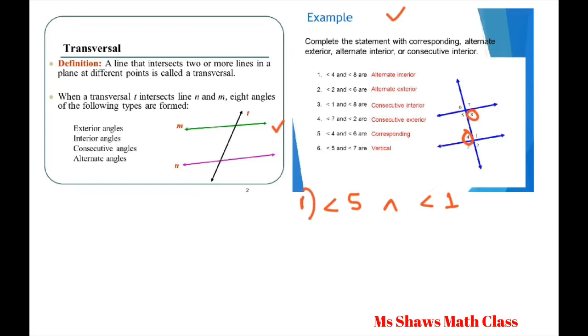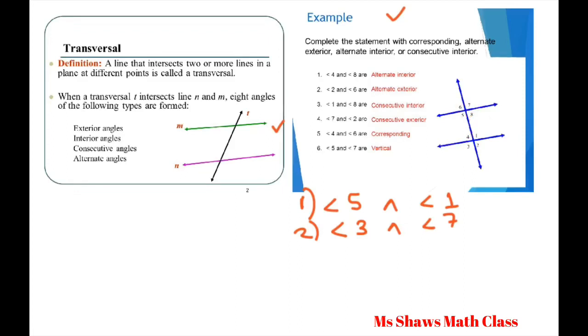Alternate exterior angles would be 2 and 6. So that would mean in our figure, so would also angle 3 and angle 7. So these two, alternate exterior. All right, now I'm going to erase this real quick.